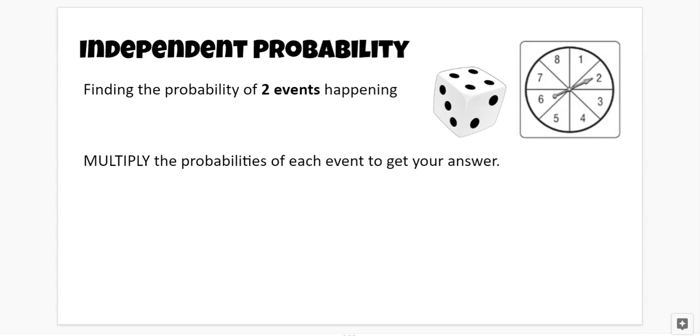Independent probability. We define that as finding the probability of two events happening. And to find that, all we have to do is multiply the probabilities of each event. So we know how to find single probabilities. So now we're just going to find two probabilities and we're going to multiply those fractions together. So let's just practice that right now.